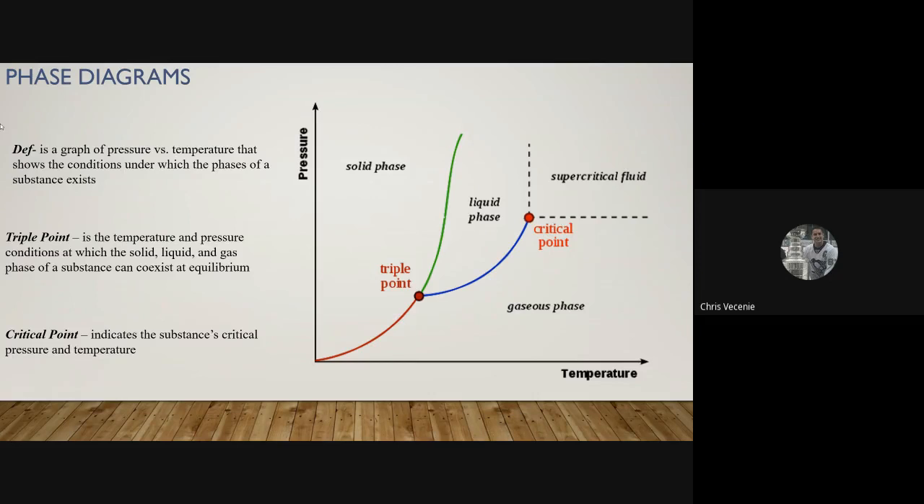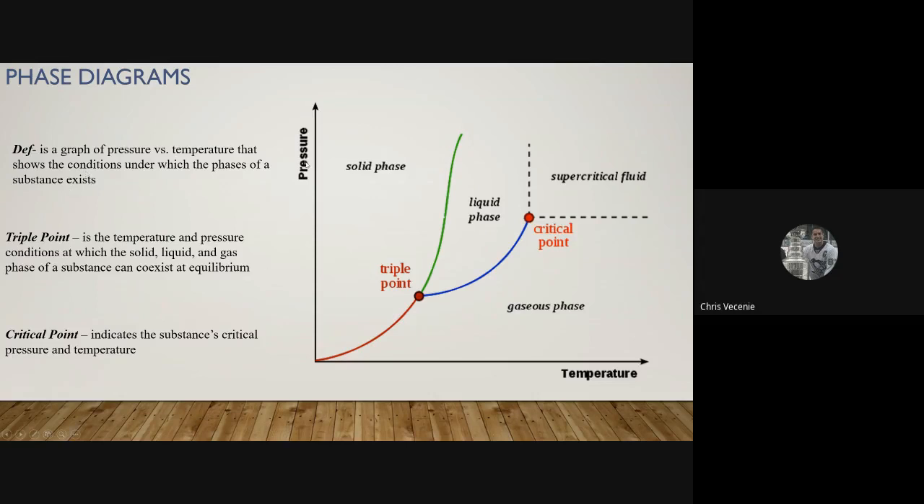All right, so on this first slide here, I'm going to show you what a phase diagram is, how they're all similar, show you some of the key points, and then we're going to break them down more individually. All right, so by definition, a phase diagram is a graph of the pressure versus the temperature, and it will tell you what phase the substance will exist.